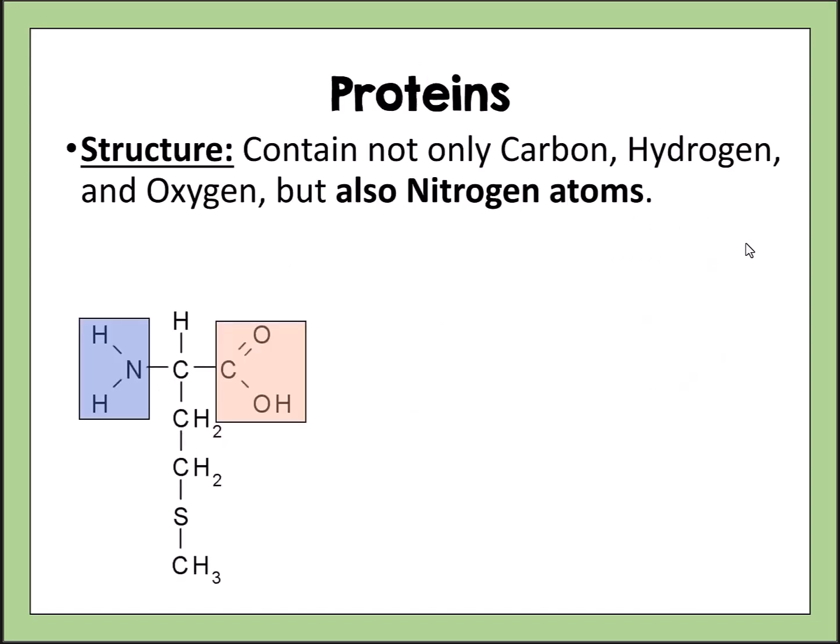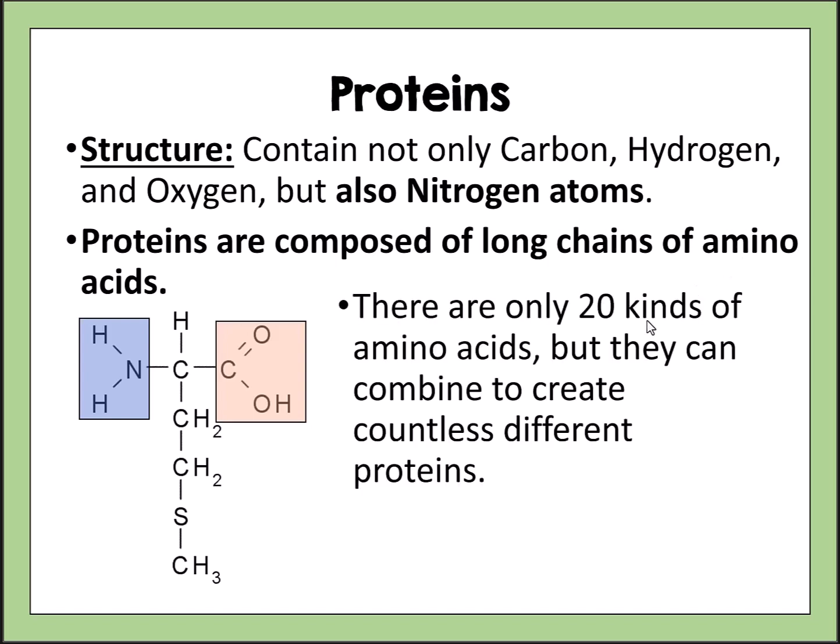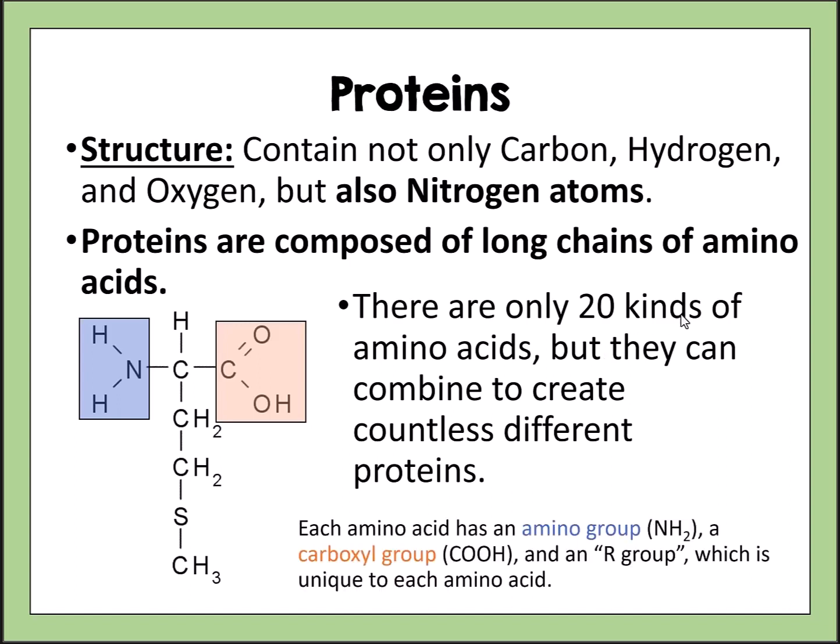And then our final category is proteins. Proteins contain not only carbon, hydrogen, and oxygen, but also nitrogen atoms. And proteins are composed of long chains of amino acids. There are only 20 kinds of amino acids, but they can combine to create countless different proteins. And proteins are just so essential to the survival of living things.